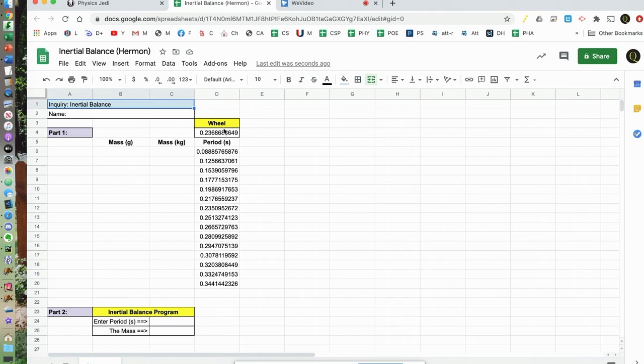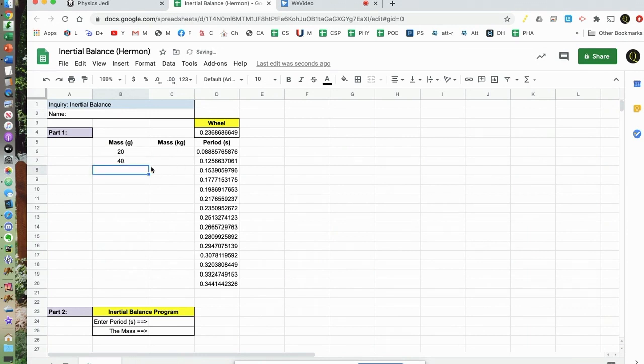Up here, we also put on the little training wheel, and we got the period of the wheel. We'll use that a little bit later. So the first thing we want to do is put in the masses. I didn't actually put the masses in here for you because I want to show you some things with Google Sheets. So over here where it says mass in grams, we're going to put in 20. And then we'll hit return, and we'll put in 40 and hit return.